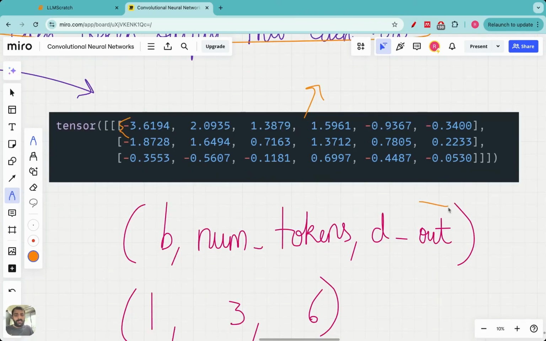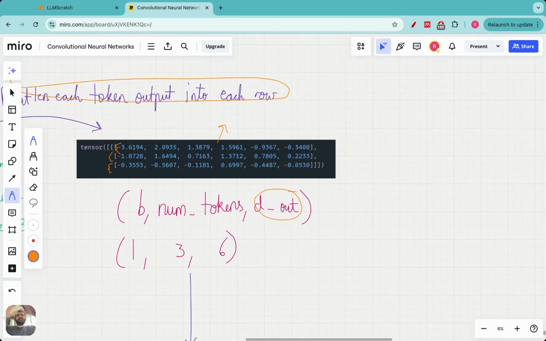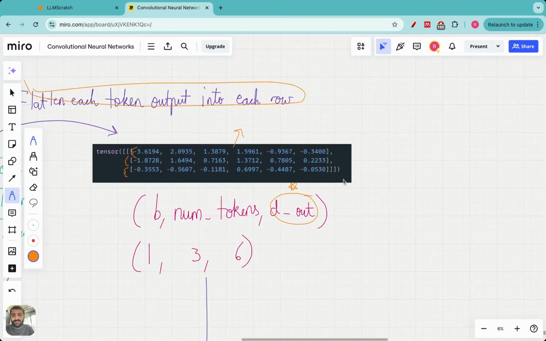Why does it have 6 elements? Because d out is equal to 6. The second row is the context vector for the second token, and the third row is the context vector for the third token. So overall, we first split the d out into number of heads and head dimension, and now we brought it back together to get the d out. So in the final shape, you will not see the number of heads. It's all merged into this d out.